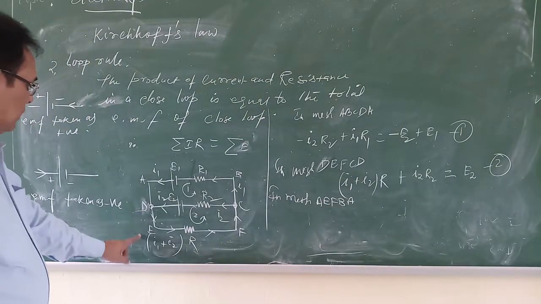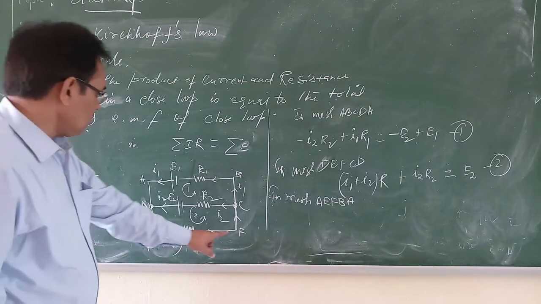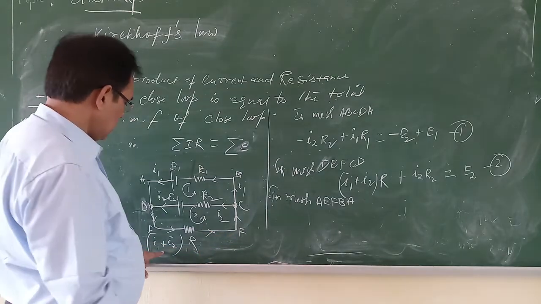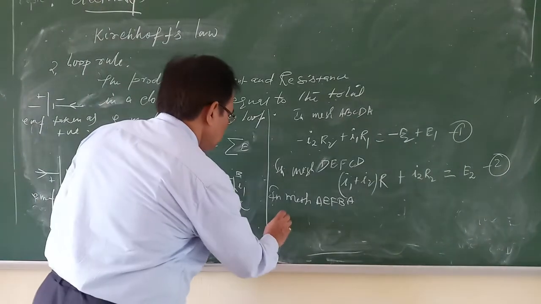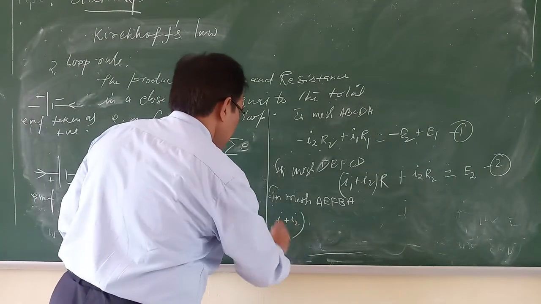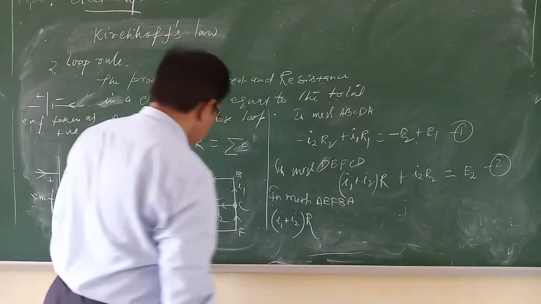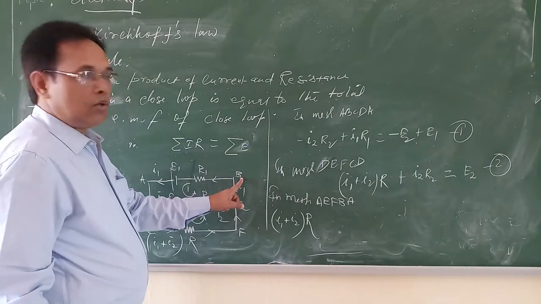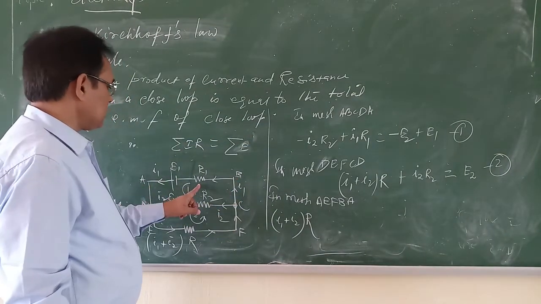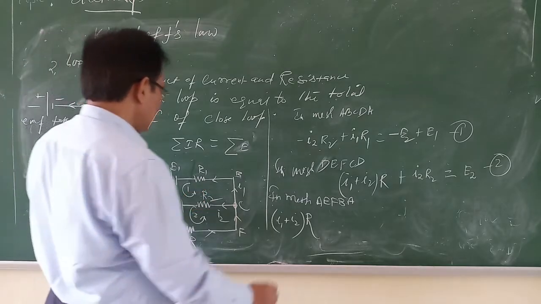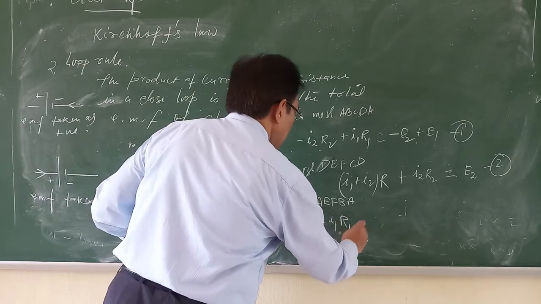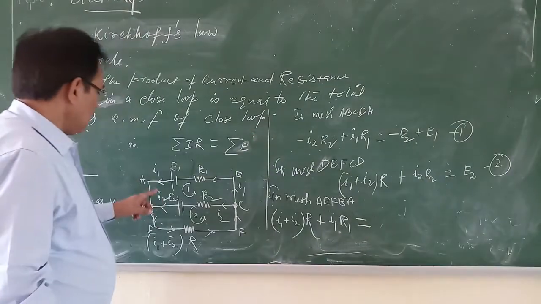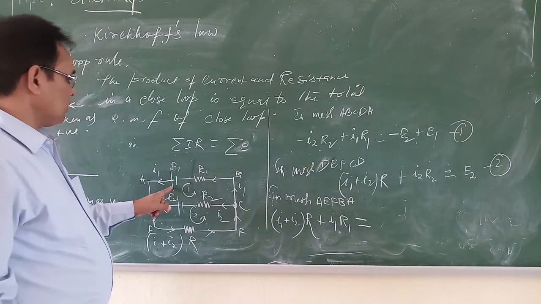Come to this circuit here, no resistance, then E to F, one resistance is there. You are moving in the same direction, current is also in the same direction, so the product of current and resistance should be positive, plus I2 R2. Then B, no resistance, B to A, one resistance, current is also in the same direction, so this is plus I1 R1 equal to. Now in this circuit there is only one cell here.